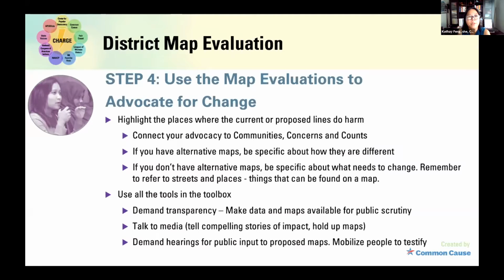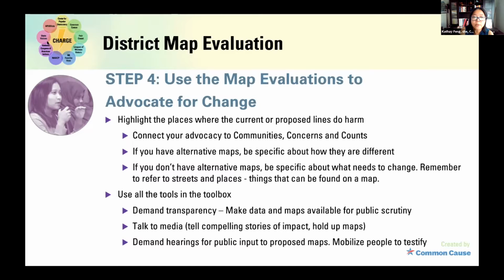So step 4 is using the map evaluations after you've done different kinds of evaluations. We talked about 2 of them, looking at population equality and then looking at communities of interest, but you'll remember that longer list. There are many different ones. And you'll use those map evaluations to advocate potentially for change, right? So when you're advocating, you'll want to highlight the places where the current or proposed lines do harm, right?